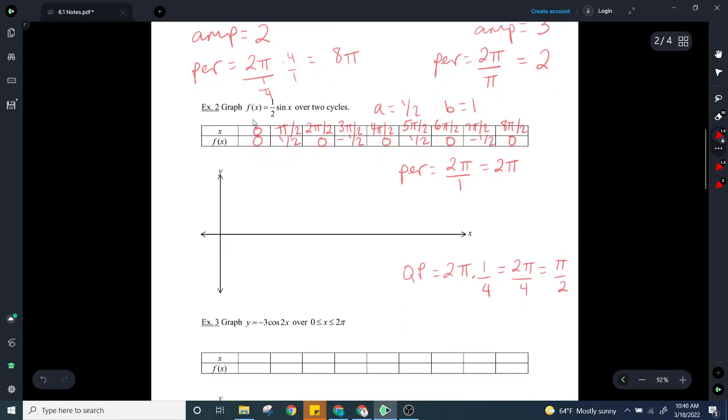And that's why I like using this key points method, because it follows. As soon as you've got that pattern down, you know what your amplitude is. You just stick to the pattern every time, and you'll get the hang of this. So let's go ahead and label everything. So I'm going to go ahead and label my points.